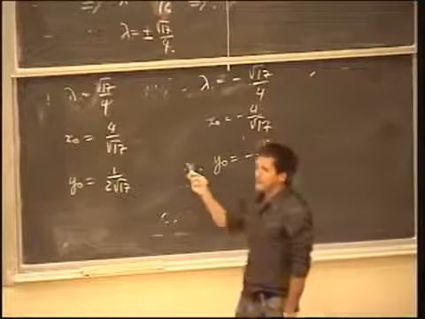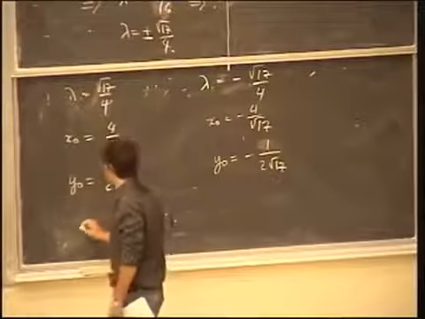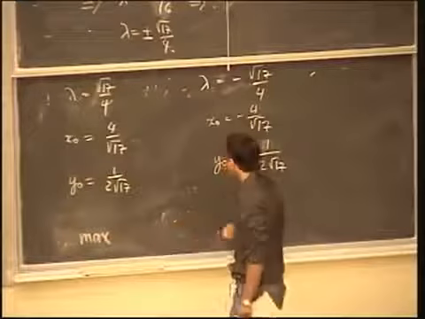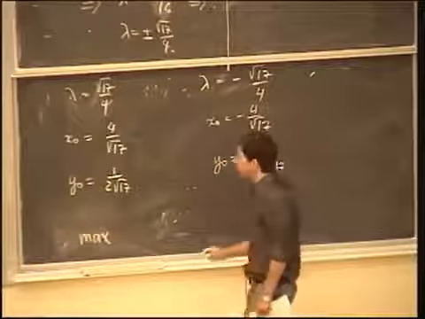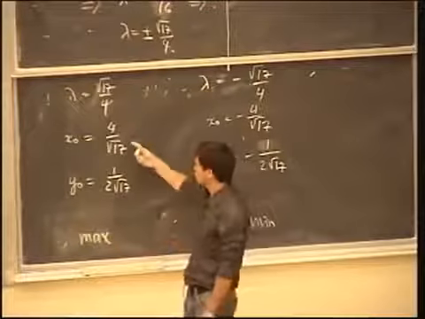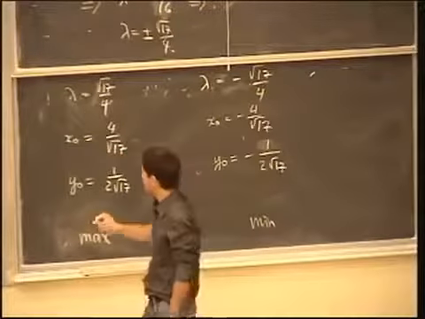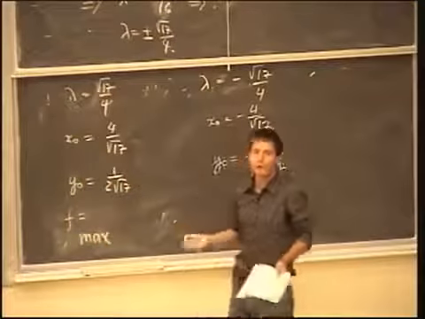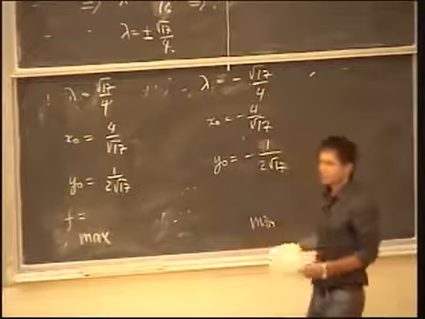And well, in this particular case, it's clear which one is the maximum and which one is the minimum, because we can see it clearly on the picture. But in general, it may not be so obvious. So what you should do is just substitute them into your function and calculate the value. The one for which the value is bigger will be the maximum, and the one for which the value is smaller will be the minimum.